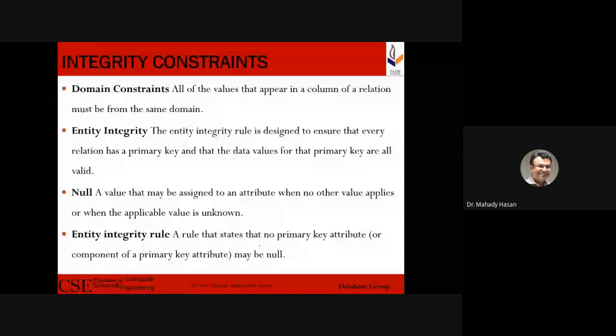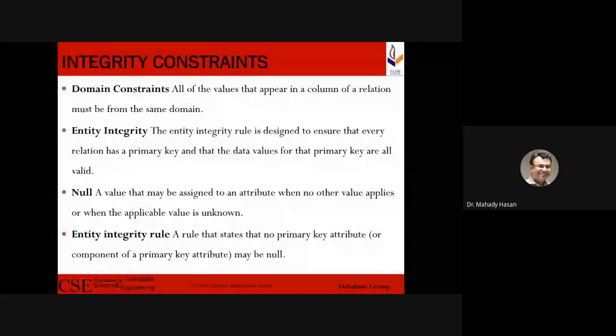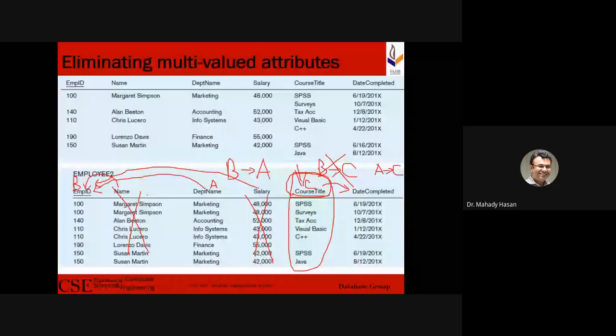So null value can be assigned. For example, you don't have any mobile number. Can I put your mobile number in the data entry? I can't. No. So I have to keep it blank, right? So this is the reason for having null value. But can your ID be null? Can I keep the ID null? No, sir. So primary key cannot be null, right? Yes, sir.